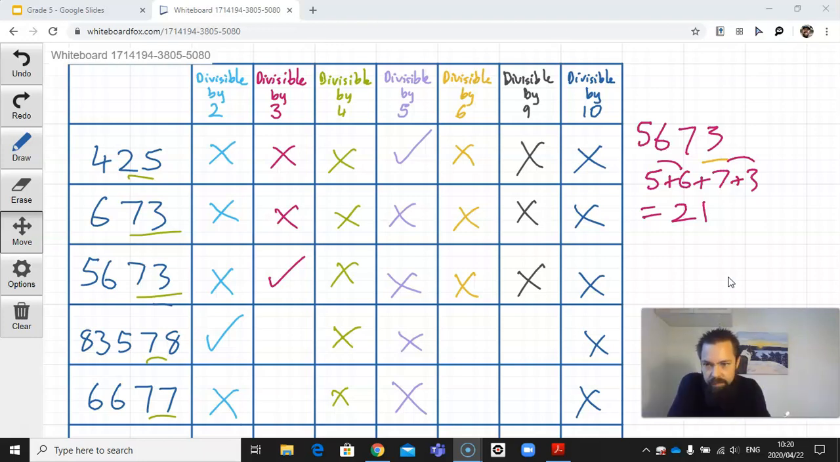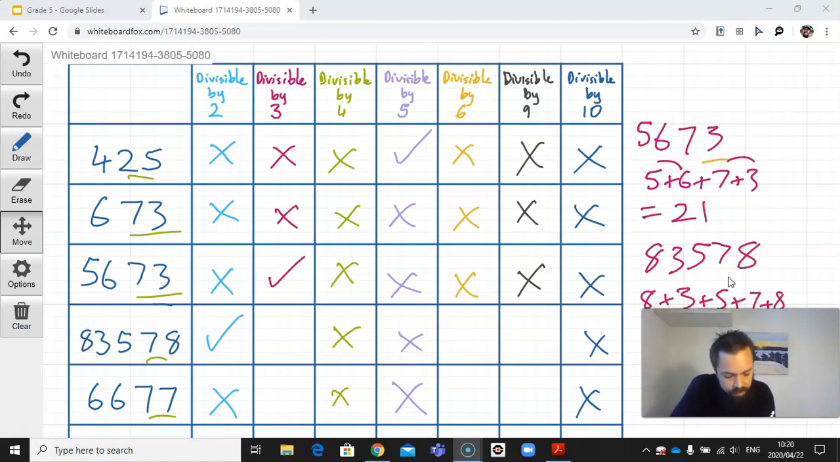Looking at the number 8, 3, 5, 7, 8, 8 plus 3 plus 5 plus 7 plus 8. Oh, that's a lot. Okay, well, let me group those together. I can see that makes 15.